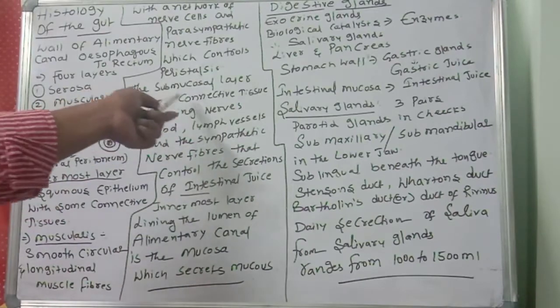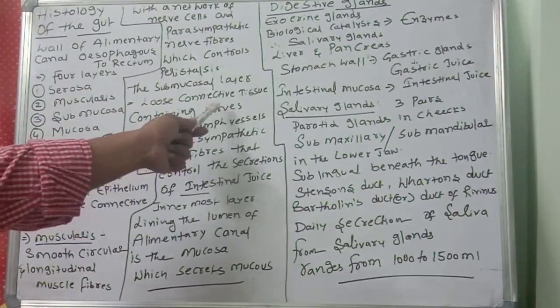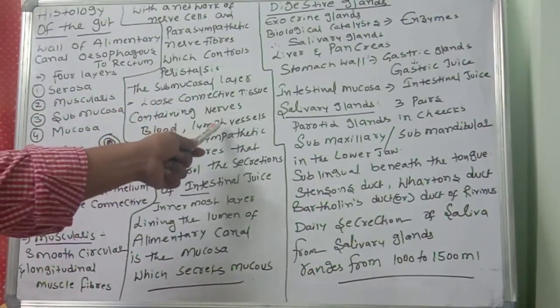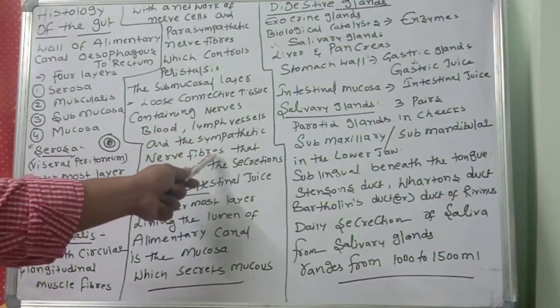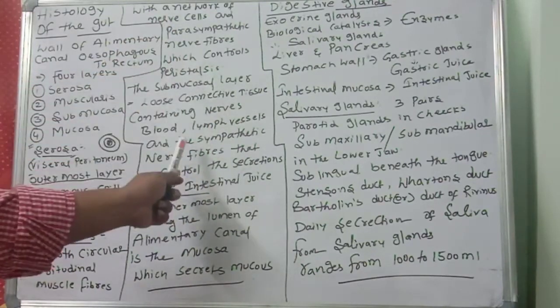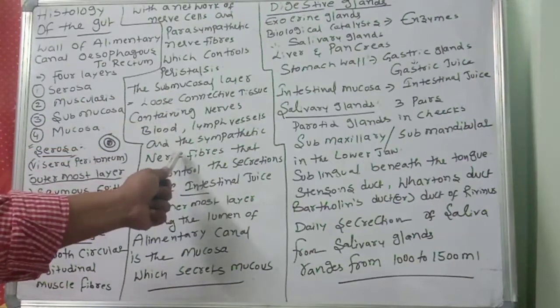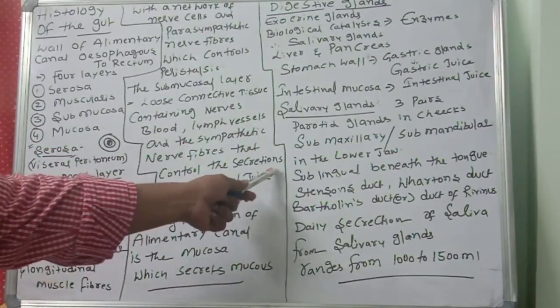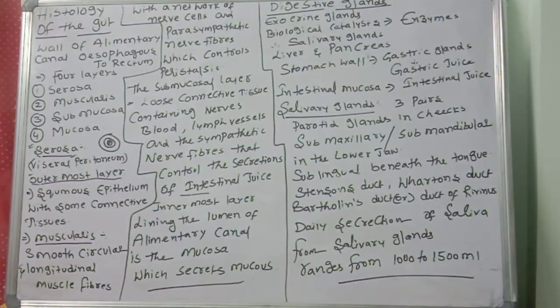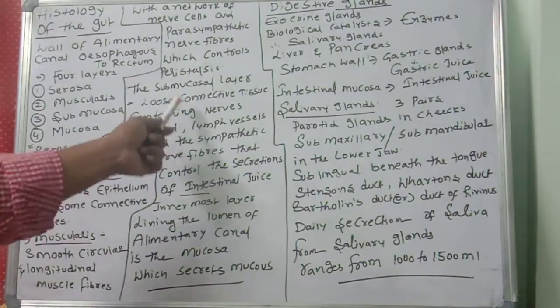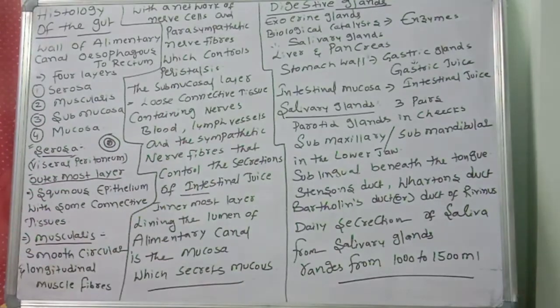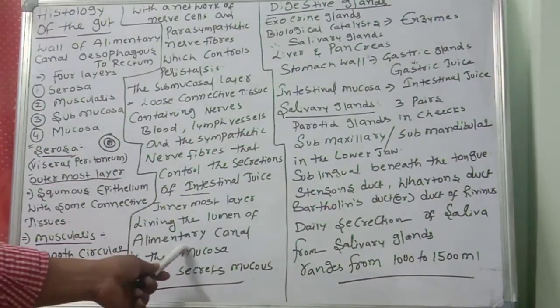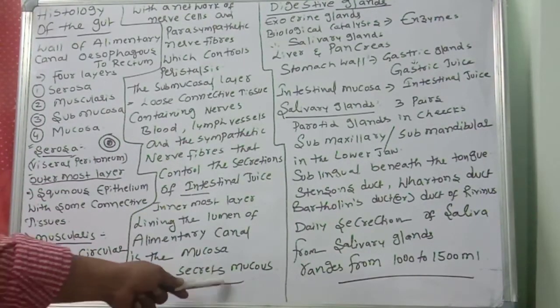The submucosal layer is made with loose connective tissue containing nerves, blood and lymph vessels, and sympathetic nerve fibers. The submucosal layer has sympathetic nerve fibers that control the secretion of intestinal juice. So the control of the secretion of intestinal juice is under which layer? The submucosal layer.